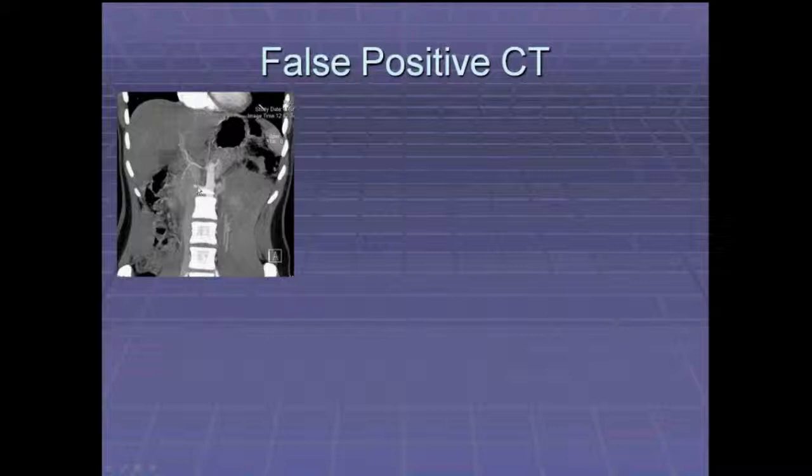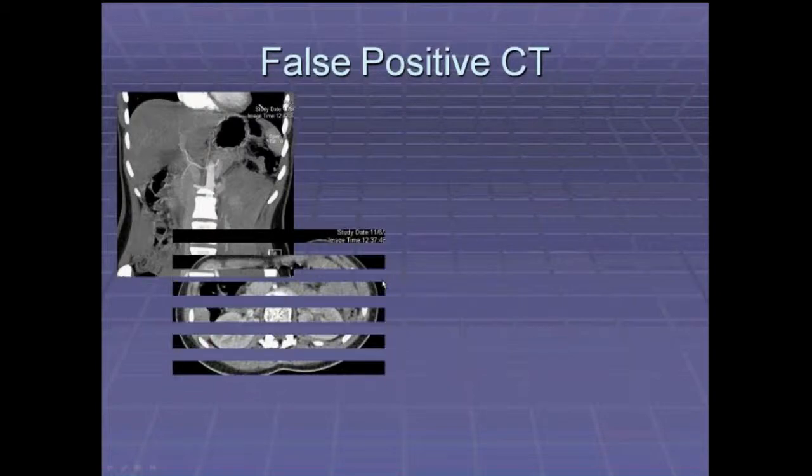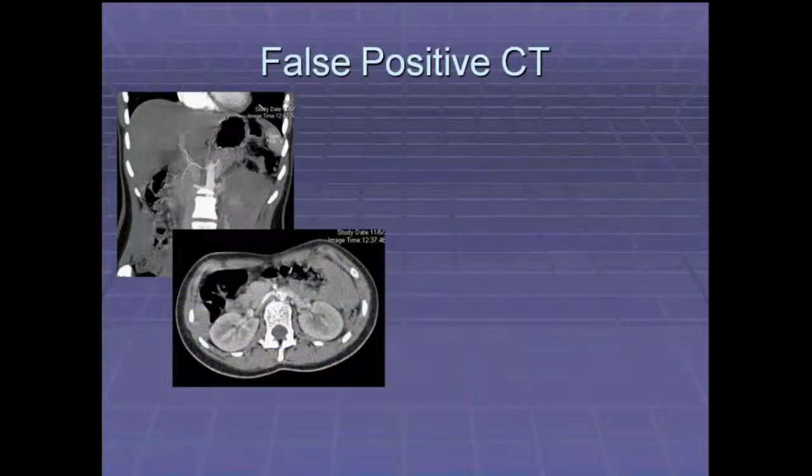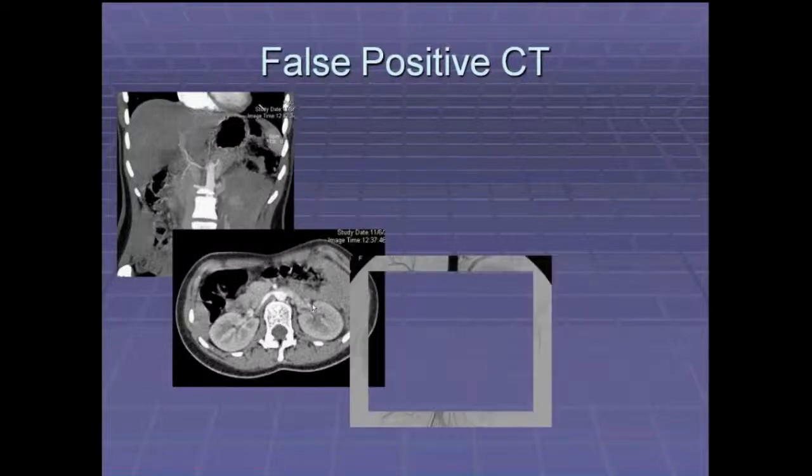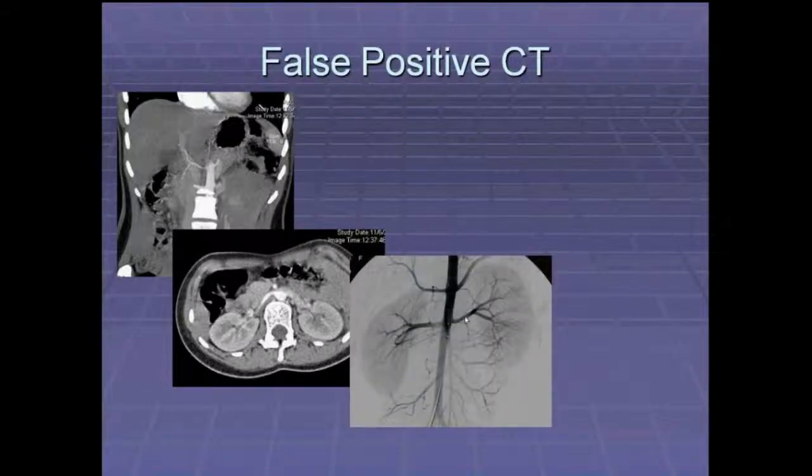Here we see the right renal artery. We don't see the left renal artery at all. In the axial images, we see the right renal artery beautifully, but don't see the left renal artery at all. I do the angiogram, and it's perfectly normal. It's just the phase of imaging and the resolution. So this is a false negative.